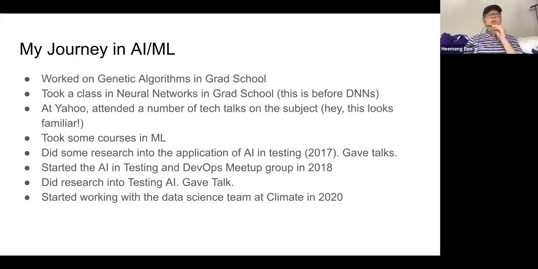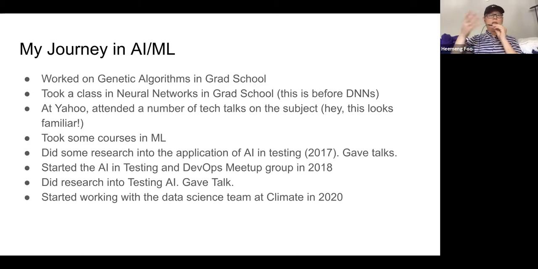So what was my journey in AI and ML? In graduate school, I worked on genetic algorithms, solving a logistics problem, and I also took a class in neural networks. This was way before deep neural networks, so you can probably guess how old I am. Then at Yahoo, I attended a number of tech talks on this subject and thought, hey, this looks kind of familiar. So I dug in and took some courses in machine learning on Coursera and Udemy. In 2017, I did some research into the application of AI in testing. I have a talk on that, and the deck is also on my SlideShare for those of you who are interested. And in 2018, I started the meetup group.